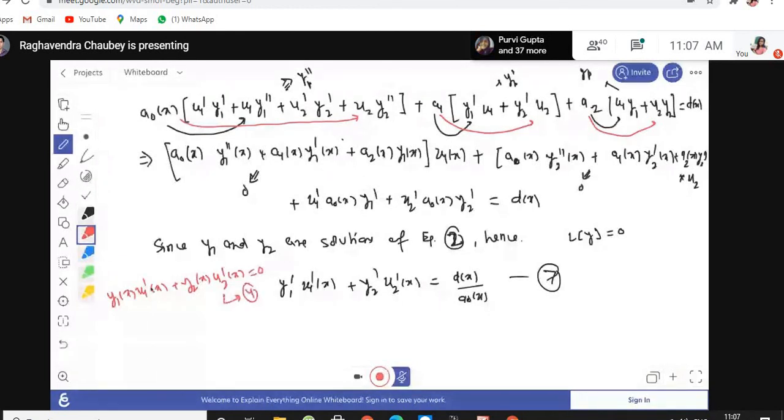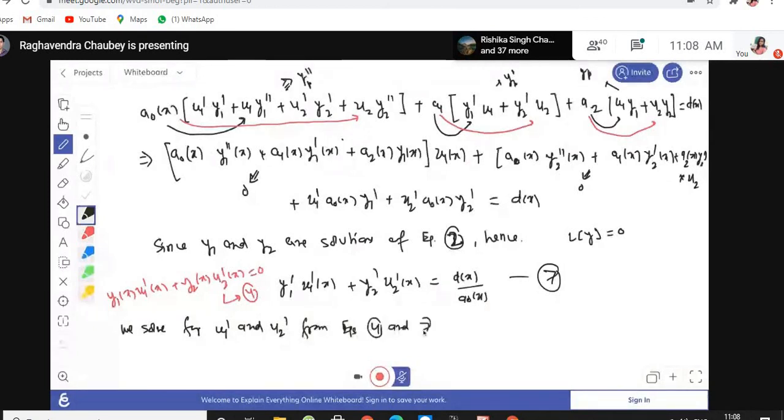So if we try to solve these two equations, equation 4 and 7, for u1' and u2' from equations 4 and 7, we can find them. So, in the next class.